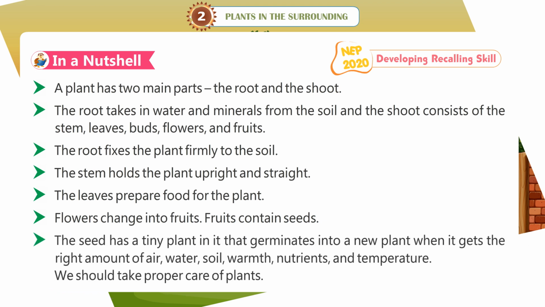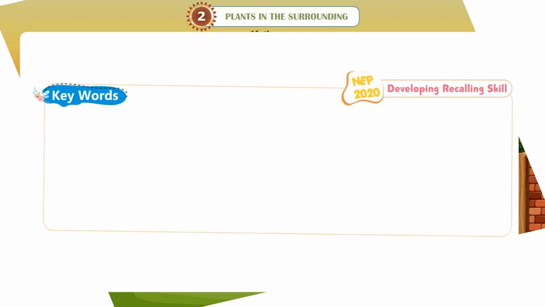The seed has a tiny plant in it that germinates into a new plant when it gets the right amount of air, water, soil, warmth, nutrients, and temperature. We should take proper care of plants.